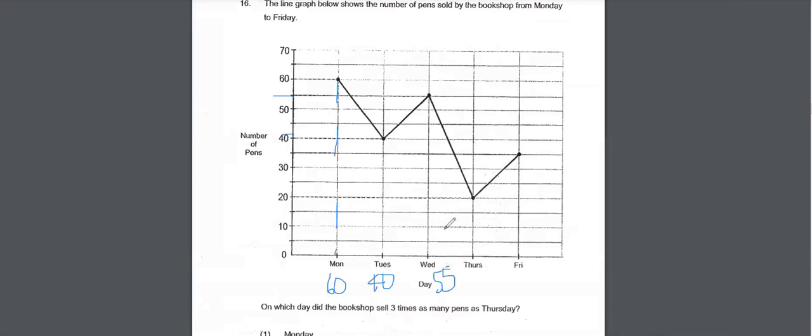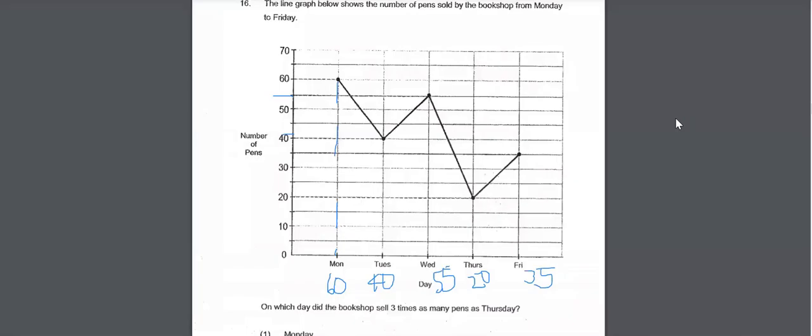Okay, now I'm going to pause this and you will try it on your own. You have to pause the video so that you try it on your own, then we come back to see if you really know how to analyze, okay? Now try it on your own. Okay, now we are back, and I have also annotated and analyzed all of my graph. So we have 60, 40, 55, 20, and 35 respectively from Monday to Friday.